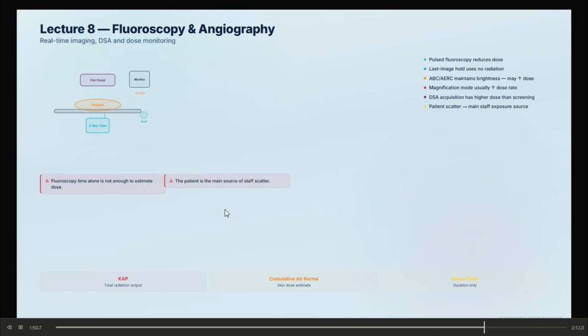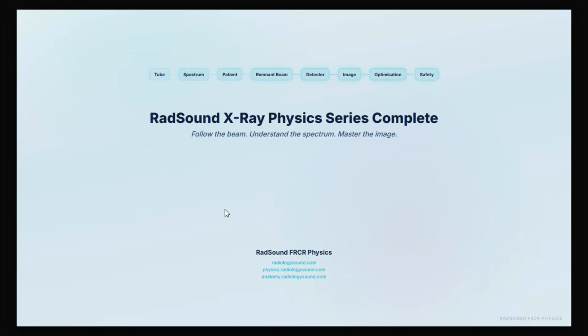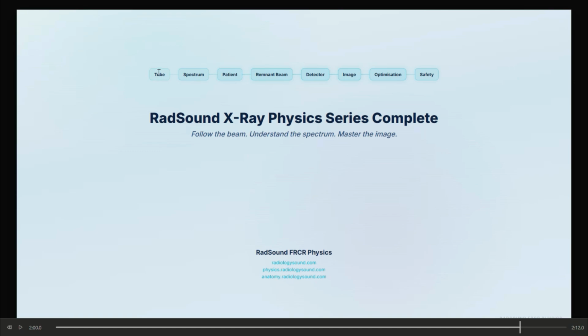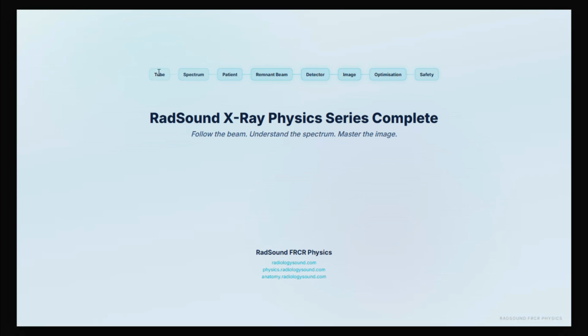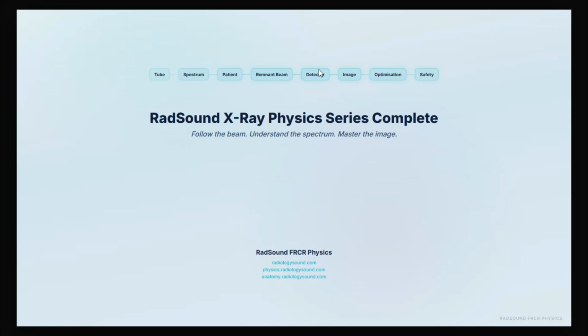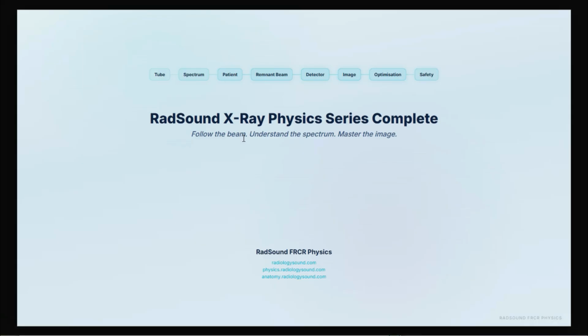These are all discussed in our 8 serial lectures regarding the X-ray. If you have any problem, go back to the specific lecture and watch it. Remember, we started with the tube spectrum, then the patient, and the remnant beam coming out, taking the information from the patient, then detected or captured by the detector, image formation, and optimizing the image regarding quality factors, and the safety. The safety is going to be discussed under radiation protection.